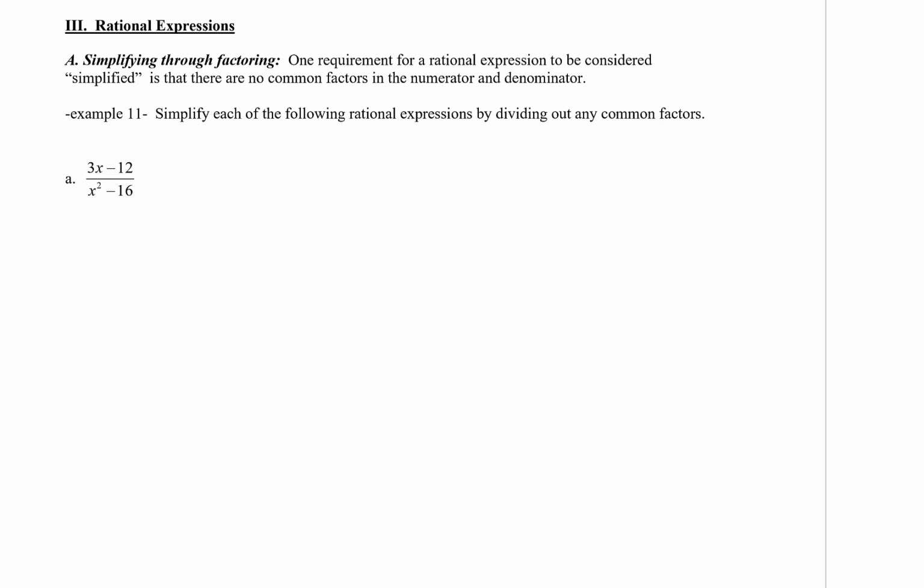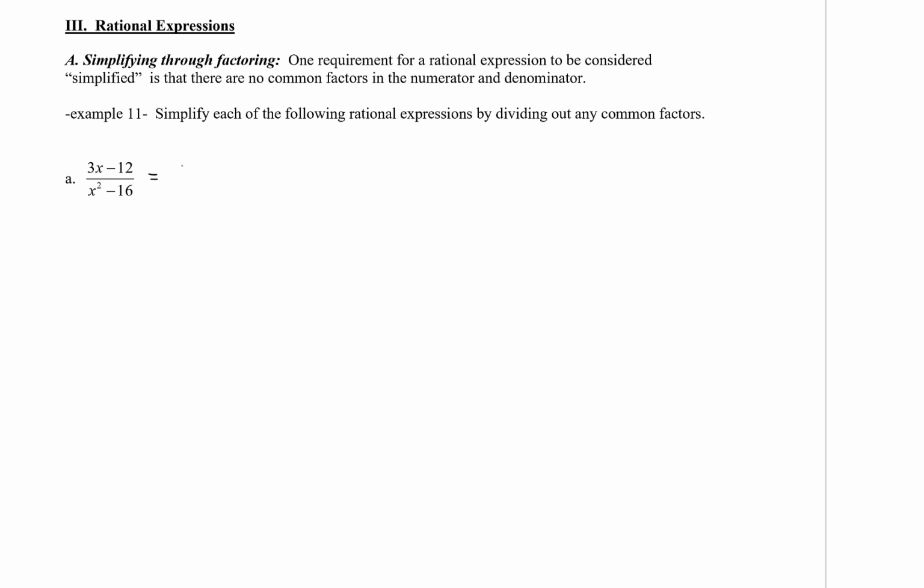So we're going to factor out these rational expressions, everything that we have in the numerator, everything that we have in the denominator, and cancel out any common factors. For a, we have 3x minus 12 over x squared minus 16. In the numerator, we can factor out a common factor of 3. So it'll give me 3 times the quantity x minus 4.